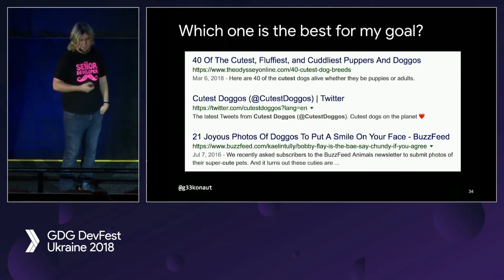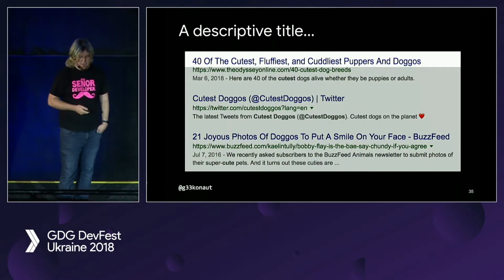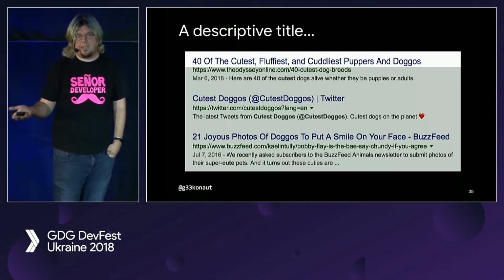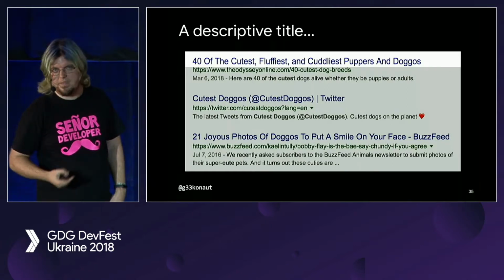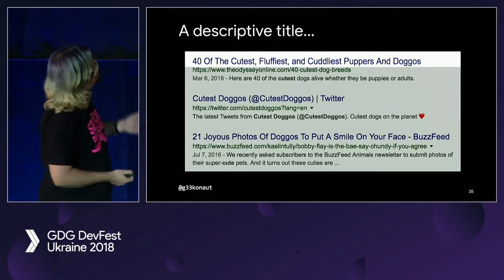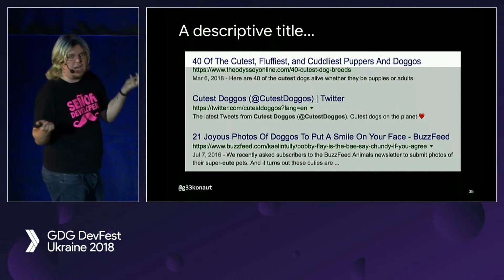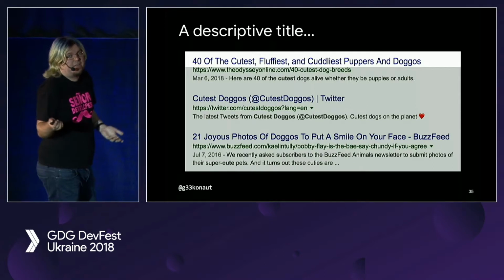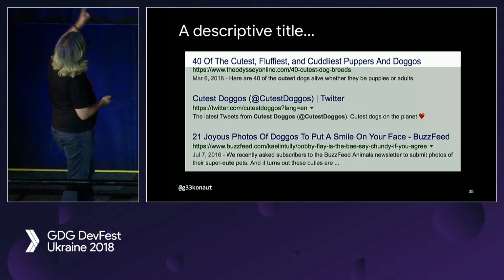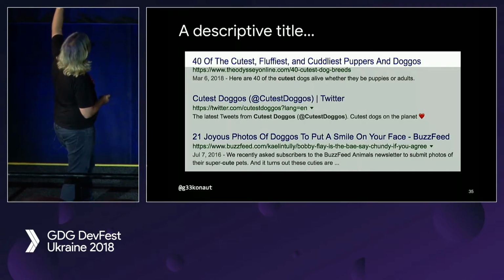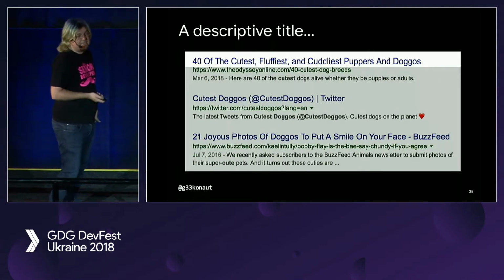So how can I inform myself of what might be the best search result for what I'm looking for? Well, first things first, we have a title that hopefully tells me what this page actually is about. If all of these would be dogs, then I wouldn't know which one might be the best one. The first one gives me 40 of them. That's fantastic. The second one gives me some Twitter account, which might be good, might not be good. What if it's a Twitter account that has like 3 dogs on it? That's not really good. So I get 40 in the first one. I get 21 in the last one. And in the middle one, I don't actually know if it's any good. So I think the first one might be good.